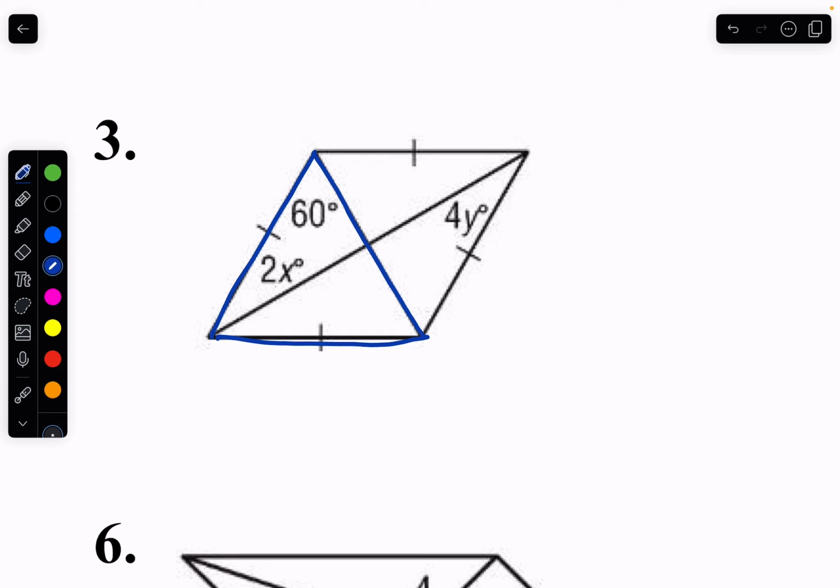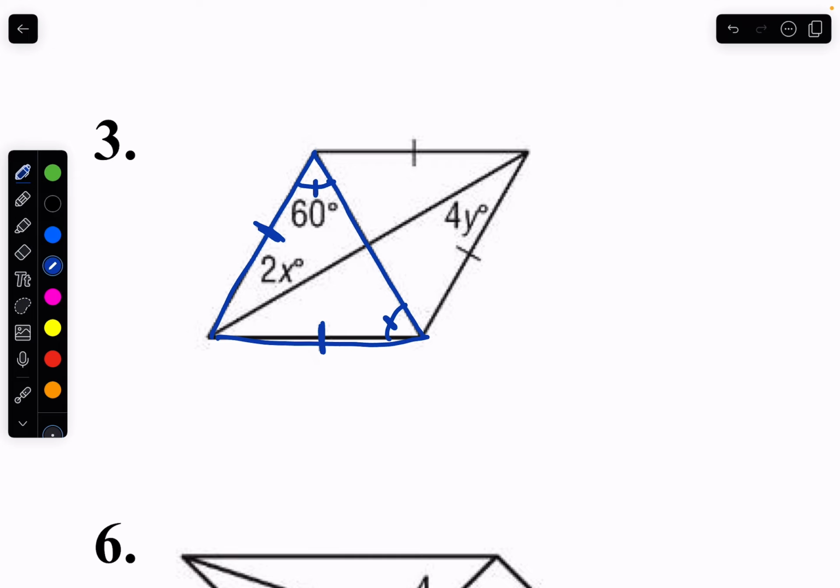I clearly see these congruency markings. Knowing that those congruency markings are there, I can say immediately that the blue triangle is an isosceles triangle. And if that is an isosceles triangle and those are the legs, I know that this base angle has to be congruent to that other base angle.